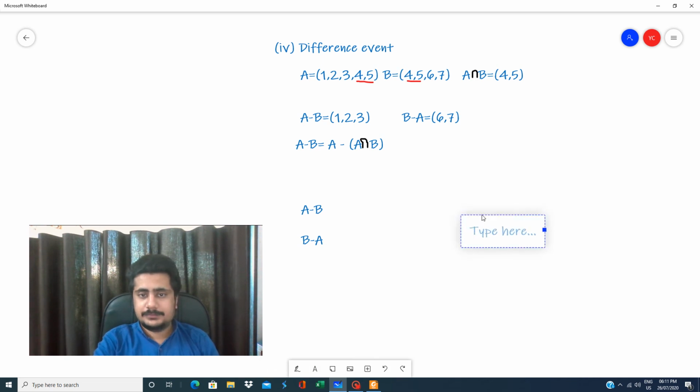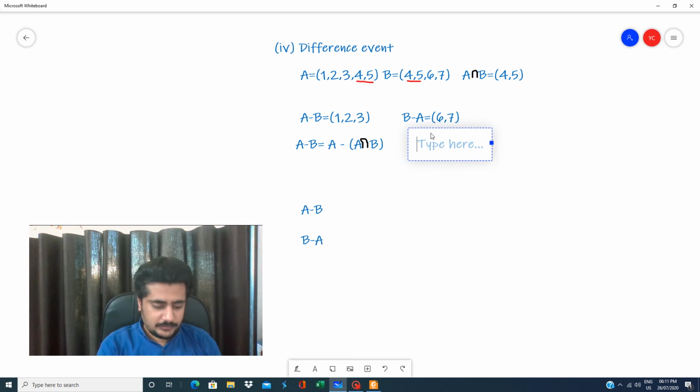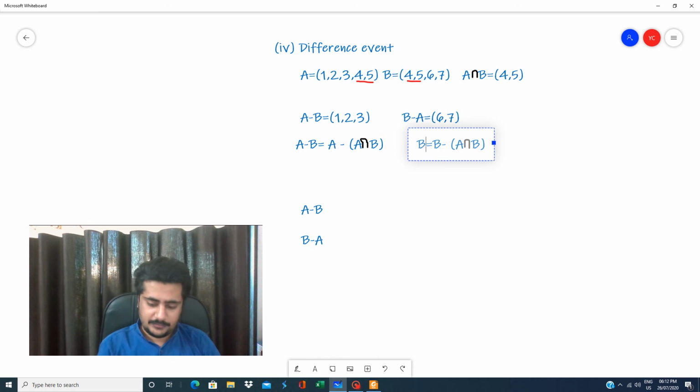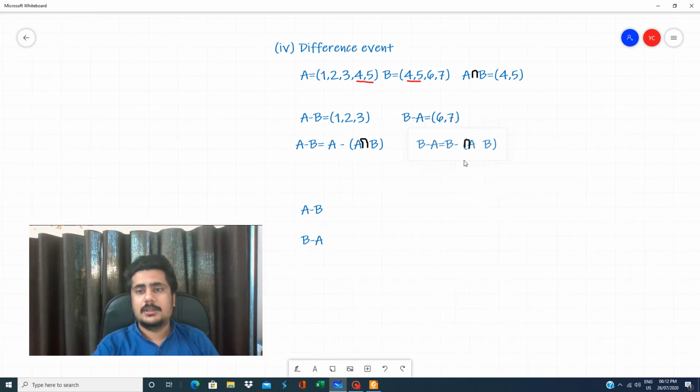In the same way, the formula for B is B minus A intersection B. The steps are the same. What is this, sir? This is B minus A's formula. So B minus A is B minus A intersection B.